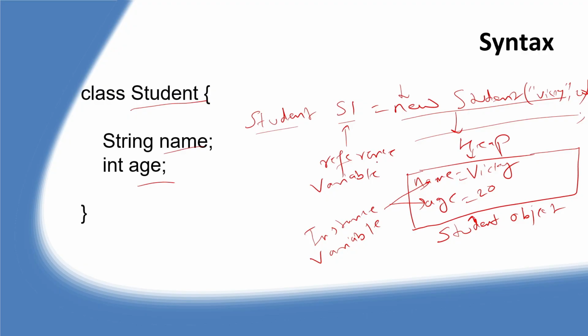Okay, since we have defined class student with properties name and age, after object creation these properties will come to the object, right? Why? Because class is a blueprint of object. So class will have the definition of what properties and behaviors that object will have. So after object creation, the same properties, name and age, will come to that object. But here, instead of calling them properties, we will call them instance variable name and age.